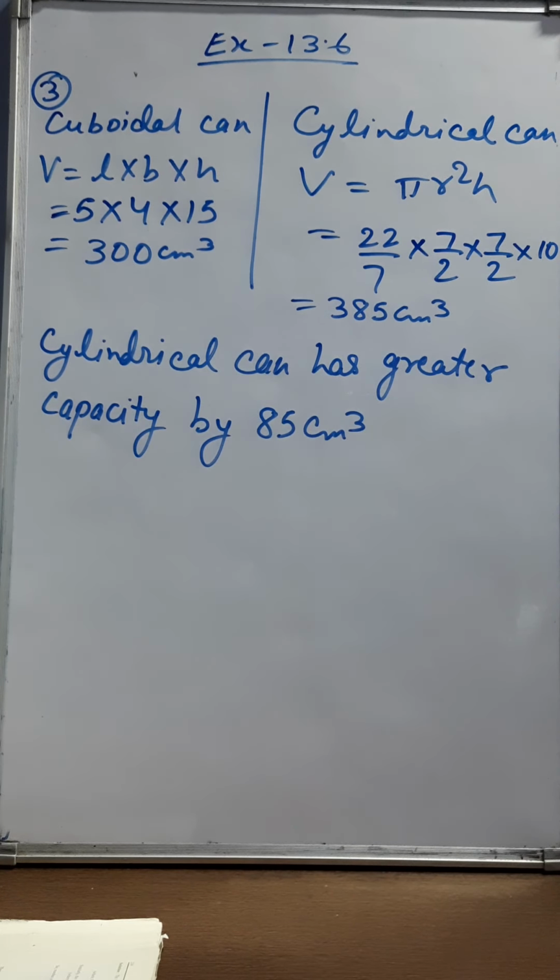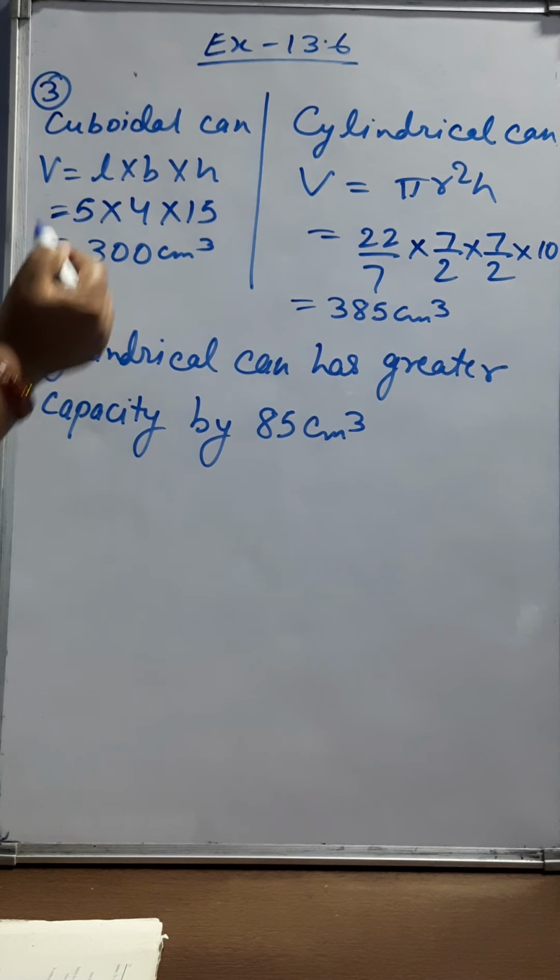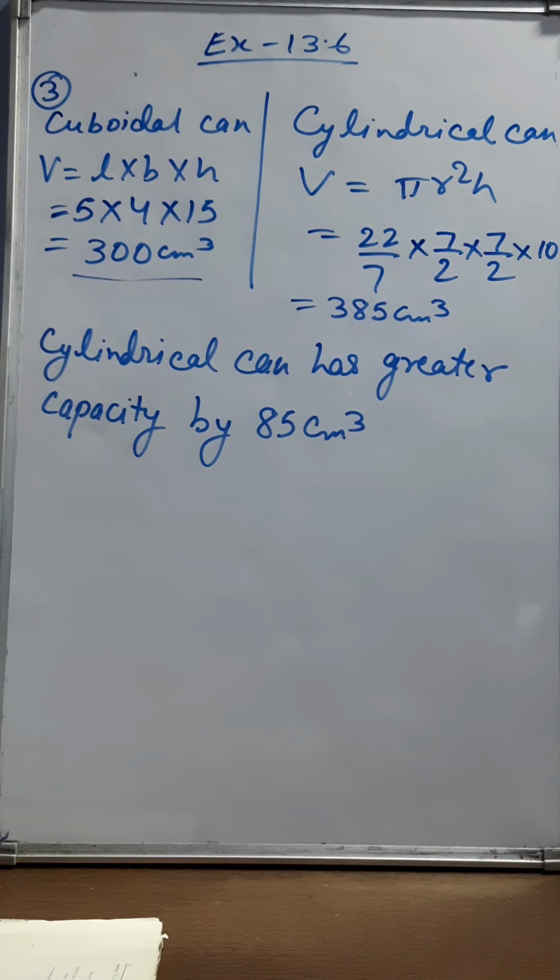Next, a plastic cylinder with circular base of diameter 7 cm and height 10 cm. The question says, which container has greater capacity and by how much? So here I have calculated the volume of the cuboidal tank on this side and the volume of the cylindrical can on that side. For this side we will use L into B into H, which gives you 300 centimeter cube.